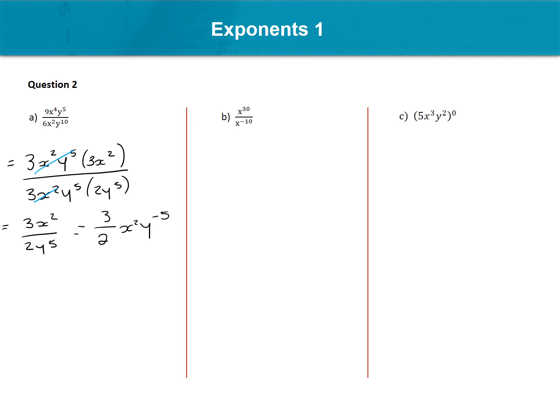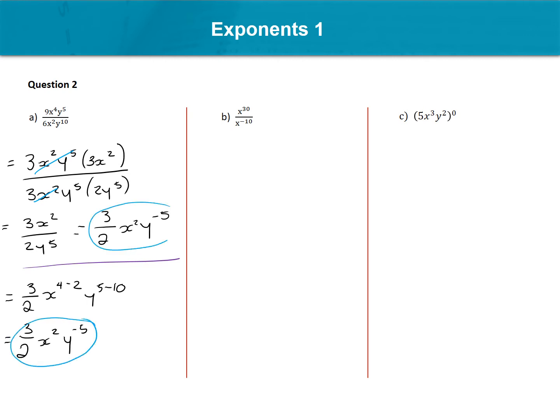Another way that we can do this, instead of taking out something that's common, is we can say 9 divided by 6 will leave you with 3 over 2. And then you have x to the power of 4 minus 2 and y to the power of 5 minus 10. So you're left with 3 over 2, x to the power of 2, y to the power of negative 5. So as you can see, we get the same answer, but with two different methods.